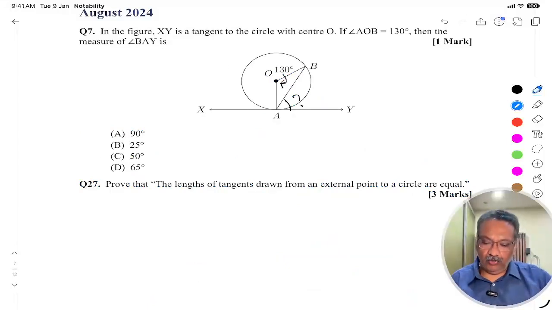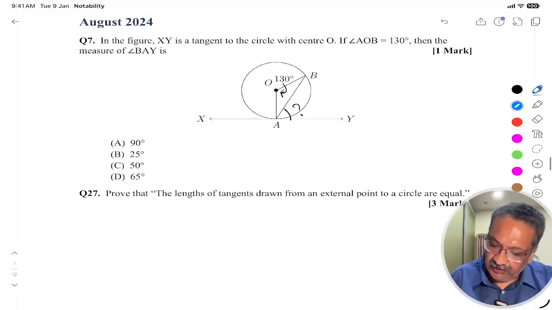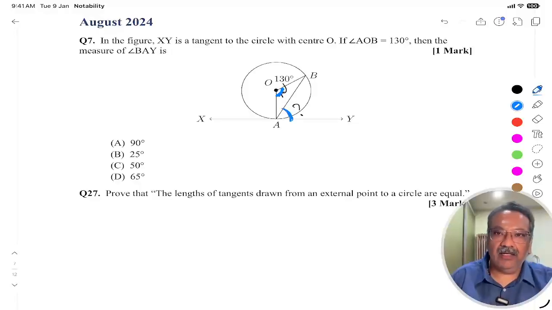Now let's come to the August 2024 question. In the figure, XY is a tangent to the circle with center O. Angle AOB, this angle at the center, is given as 130 degrees. Then find angle BAY.